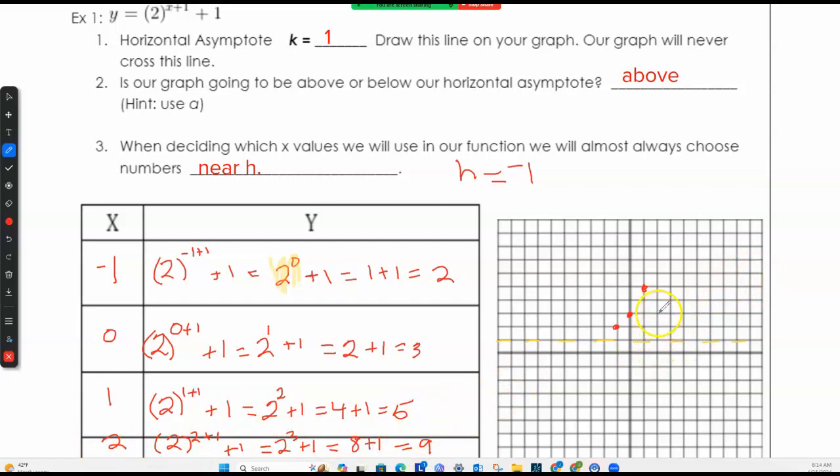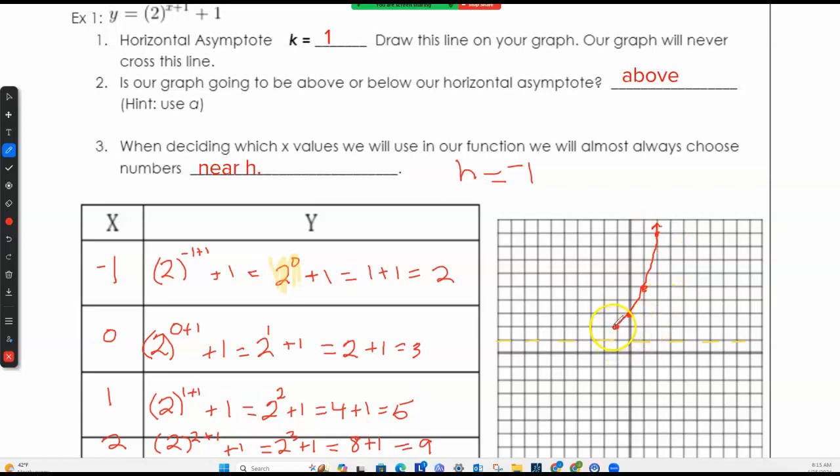2, 1, 2, 3, 4, 5, 6, 7, 8, 9. All right, so there's our graph. We can connect these 3 dots. It's getting bigger and bigger pretty quickly. That's why it's called an exponential graph.